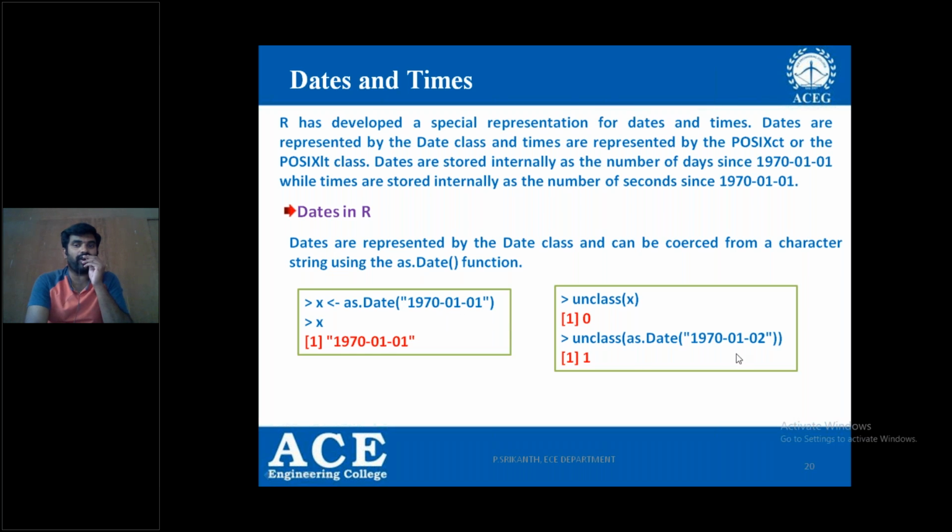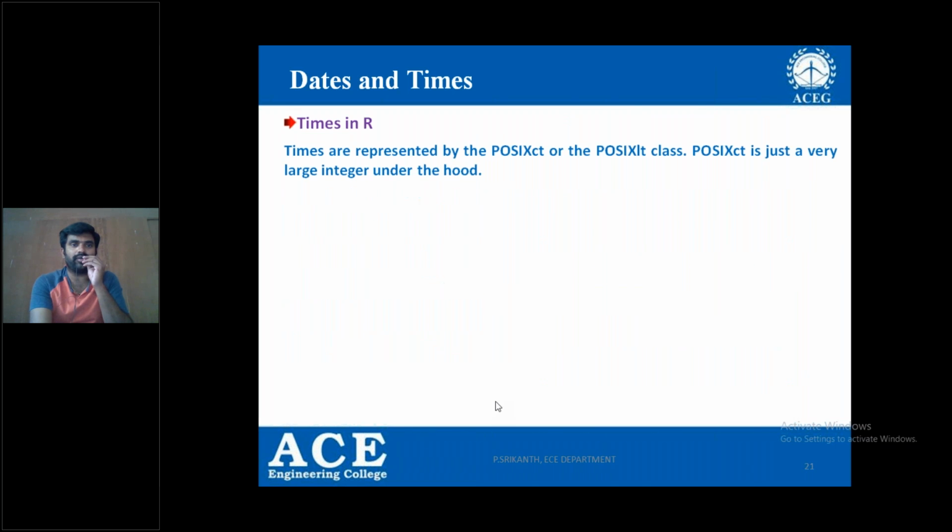If I say as.Date of a particular date, it counts how many days there are. Date counts the days, whereas time counts the seconds. From which date? 1/1/1970. So 2/1/1970 is how many days? 1. And 1/1/70 is how many days? 0. Like that. See here the example.